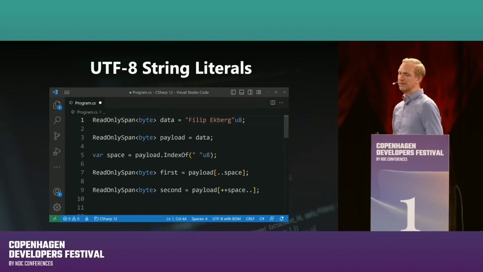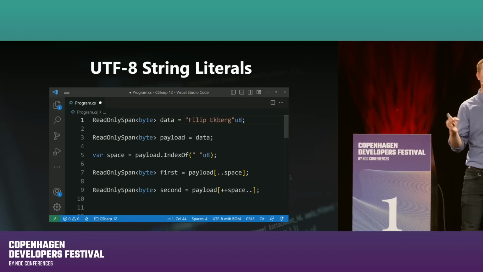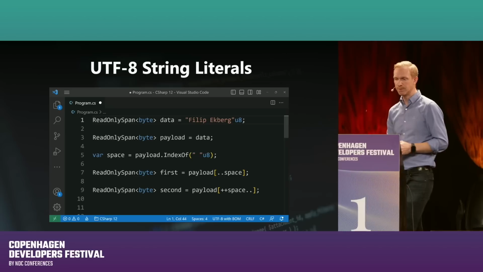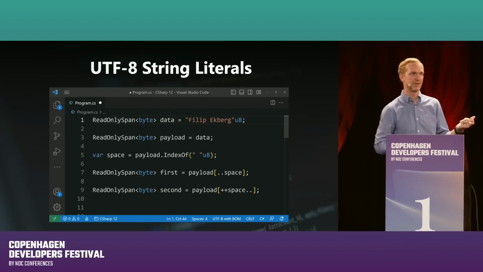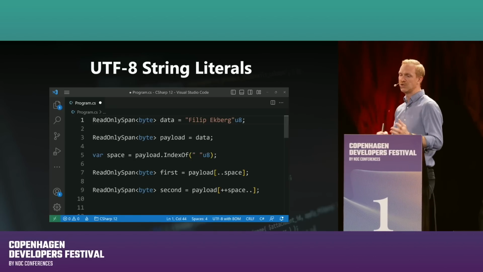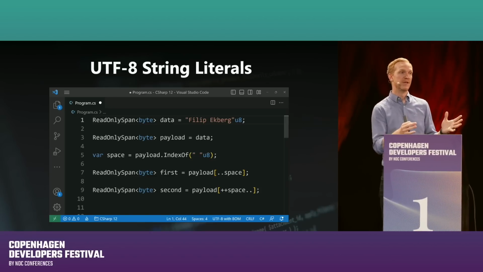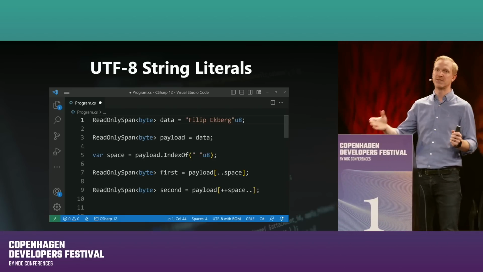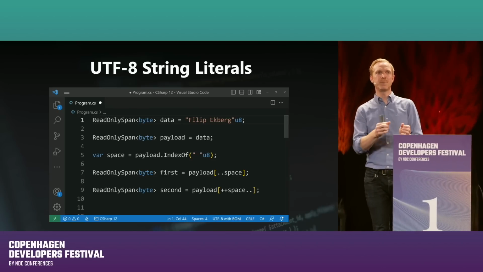So the UTF-8 string literals, here's an example of how to take my name and convert that into a read-only span of bytes. I can then use this payload to say that I want to find the index of the UTF-8 space. That's a very quick operation to look for it. And then at line 7 here, I can say I want to grab my first name. So I'm using a range syntax to say give me all the characters up until the space. And then on the next line, on line 9, I'm saying jump over the space and give me the rest.